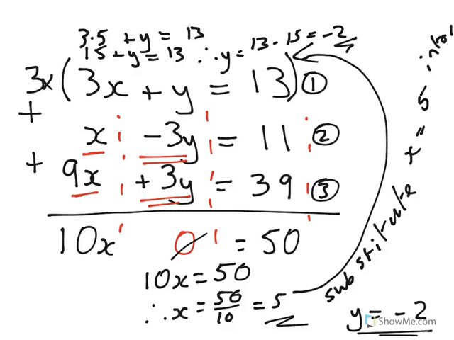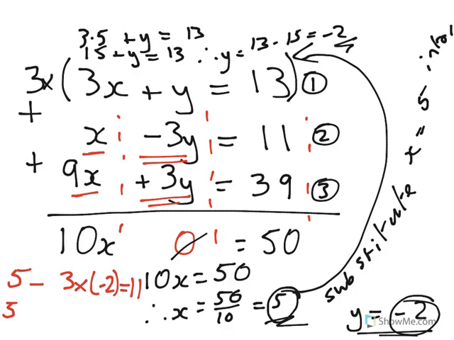So I do my final check. I substitute x equals 5, y equals minus 2 into equation 2. And let's do it over here in a different color. Wherever I see x, I put in 5. 5 minus 3 times whatever y is. I know that y is minus 2. Should equal 11. Well, 3 times minus 2 is minus 6, but I've got a minus in the front here, so that will give me plus 6. 5 plus 6 equals 11. Does it? Yes. I've done everything right.